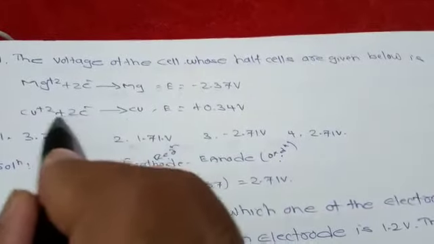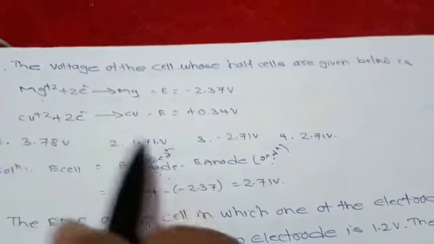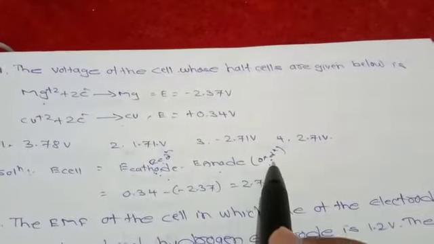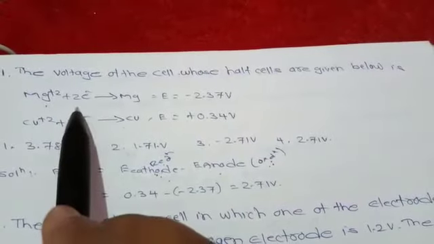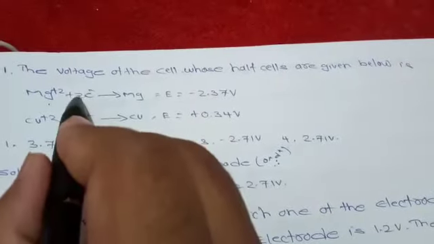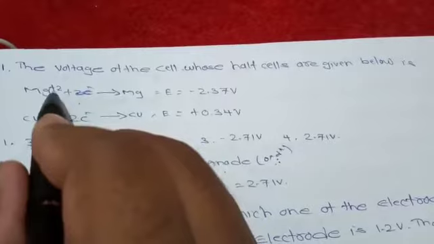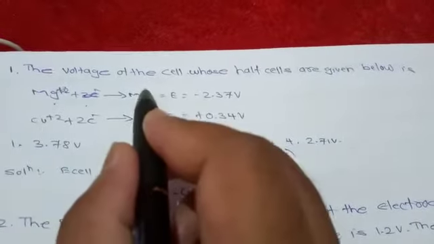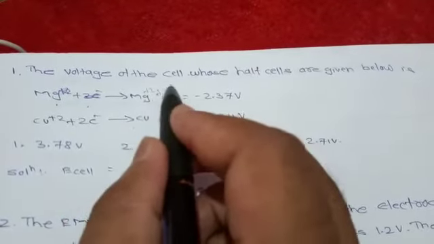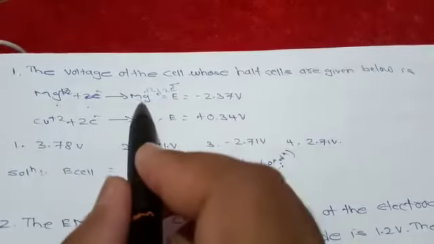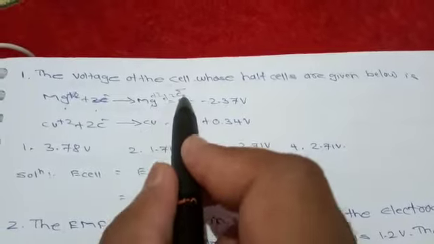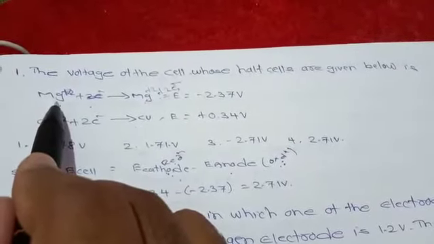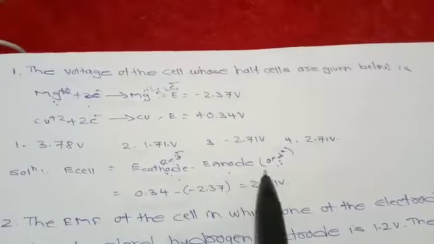So actually there is a small mistake here. As we know, oxidation means loss of electrons, but in the given equation Mg plus 2 is gaining electrons, right? Actually it should be Mg gives Mg plus 2 plus 2 electrons, that is loss of electrons. That means it is the anode, right? Oxidation, loss of electrons, is nothing but oxidation. Oxidation will take place at the anode.